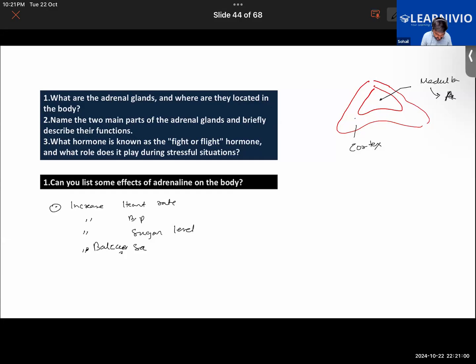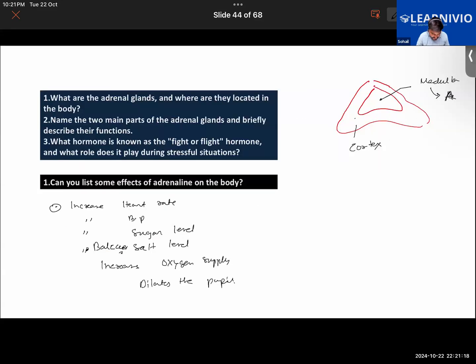Increases oxygen supply. Pupils. Yeah, we can see that. Dilates the pupils. Very good. So it dilates the pupil. These are some of the functions performed by it.